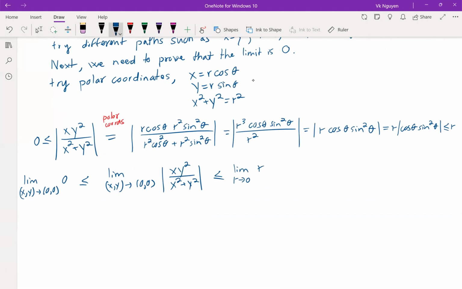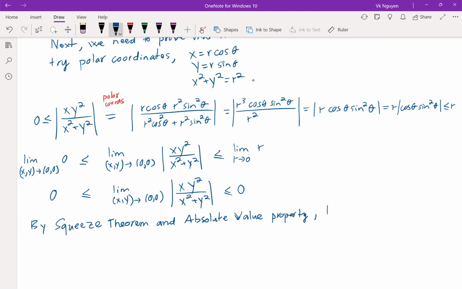So look at this thing here. We have 0 less than or equal to the limit as (x, y) goes to (0, 0) of the absolute value of x y square over x square plus y square, less than or equal to 0. And then by the squeeze theorem, ta-da, and the property of absolute value, the limit as (x, y) goes to (0, 0) of x y square over x square plus y square is equal to 0.